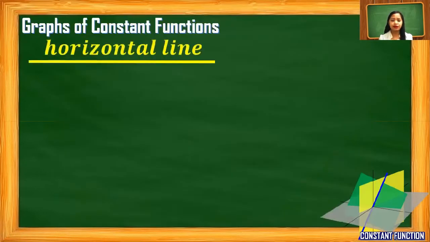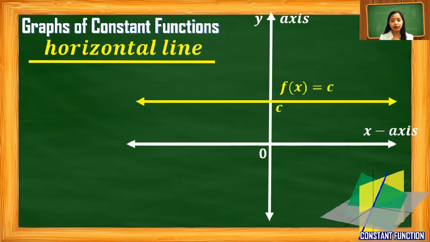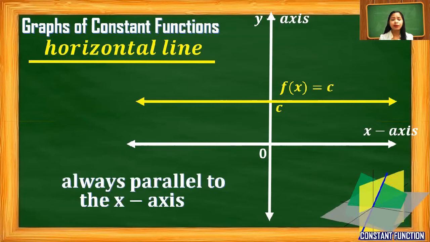Here, the graph of a constant function is a horizontal line, always a horizontal line. For example, we have this Cartesian coordinate plane, the x and y axes. So our graph will look like this. This is the graph of our constant function, a horizontal line. And always remember that the graph of a constant function is always parallel to the x-axis. Parallel lines never intersect each other. No matter how far we extend those lines, they will never intersect.